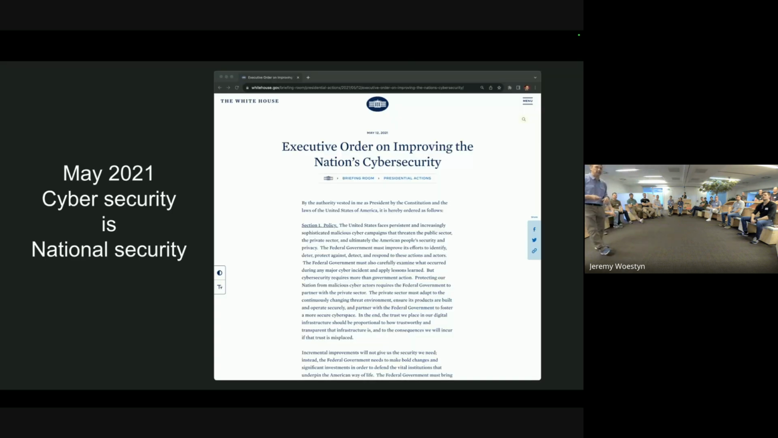So back to 2021 here. This is an executive order that came out from the White House. So as you said, cybersecurity matters. You need to be thinking about these problems on a recurring basis because we are tired of all these unpatched things that are allowing American data to be leaked out across the internet, as an example.